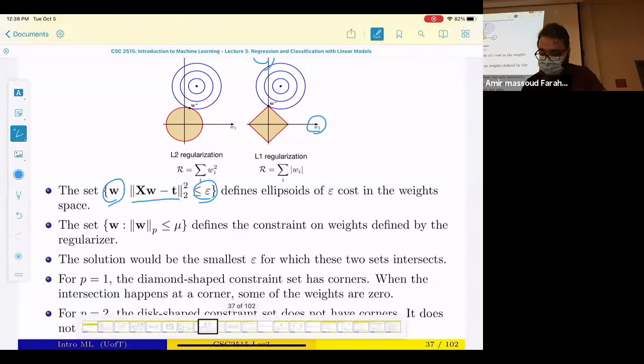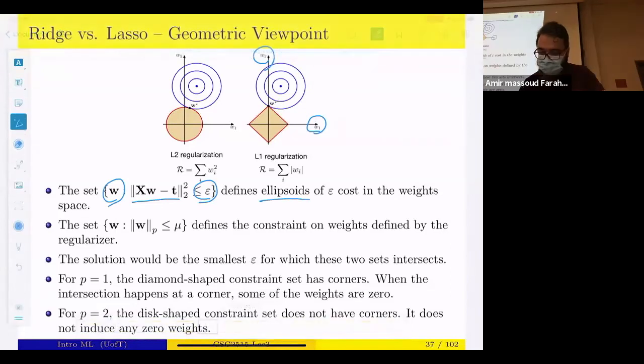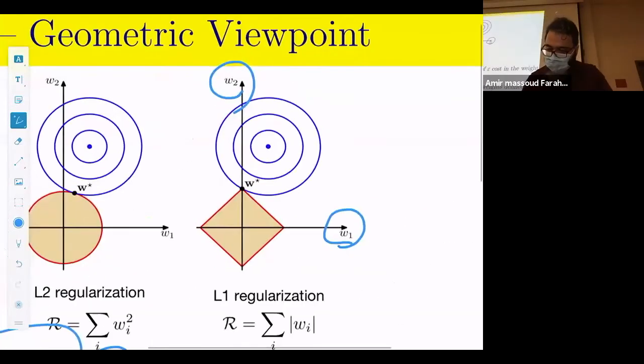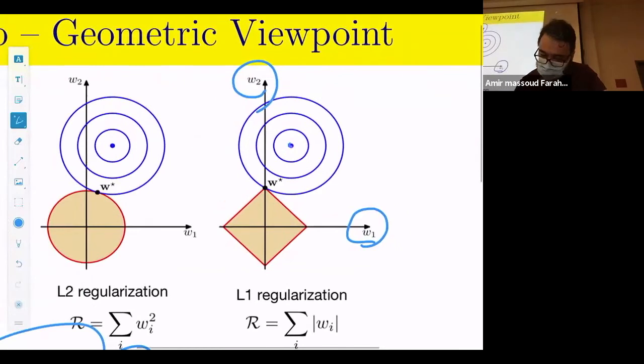I've written it here. So it's an ellipsoid. And I guess you can convince yourself this is a quadratic equation. If you expand it, it defines an ellipsoid in the weight space. So essentially it looks like this.